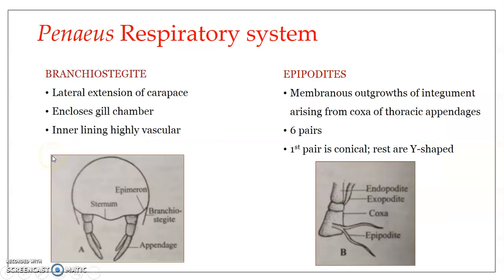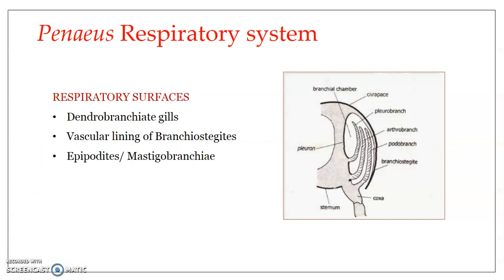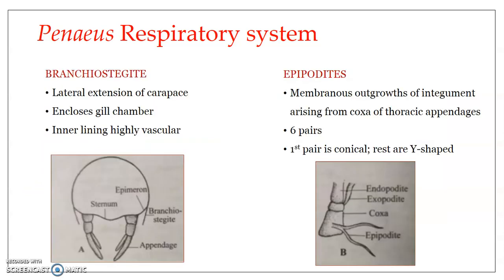The first one, since it is the gills, they are important ones. We will be looking in detail in the next slide. The first one we will look at is the branchiostegide. As already mentioned, the branchiostegide is the lateral extension of the carapace on either side, that is the hanging down portion of the carapace. The inner lining of the branchiostegide is very thin and richly supplied with blood vessels, and hence it acts as a very efficient respiratory surface, right?